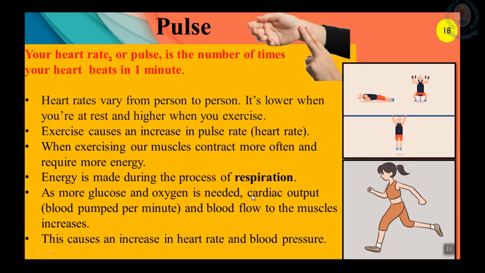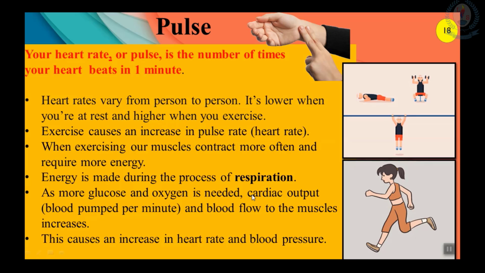Pulse rate. Our pulse rate tells us how many times our heart beats per minute. It's also known as the heart rate. Depending on age, physical size, genetics and physical activity, it varies. Usually, it's in the range of 60 to 100 heartbeats per minute.